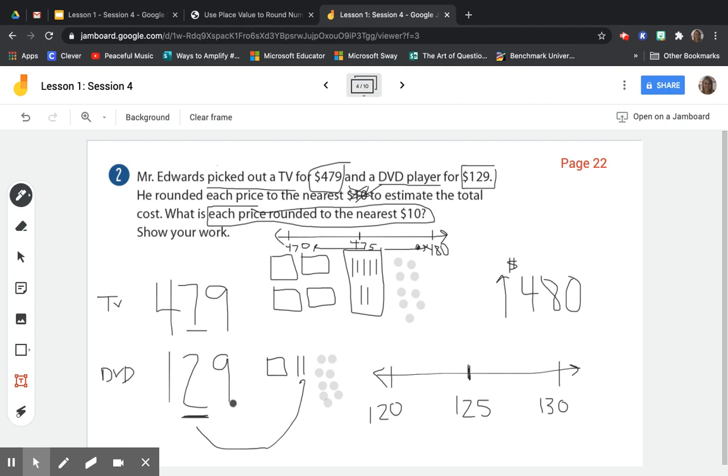And now I'm going to look and see, where does 129 come on my number line? Well, it's all the way over here next to 130. So 129 rounds up to 130. Ta-da!